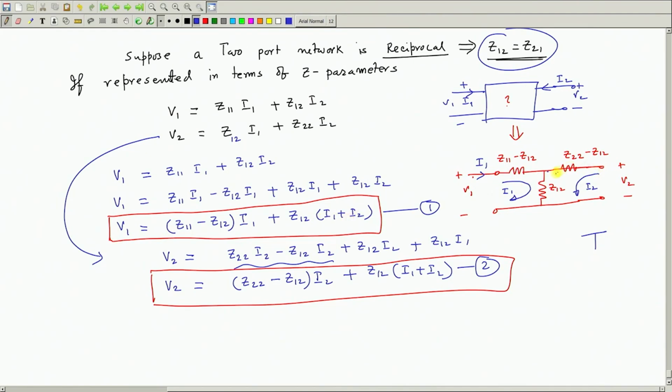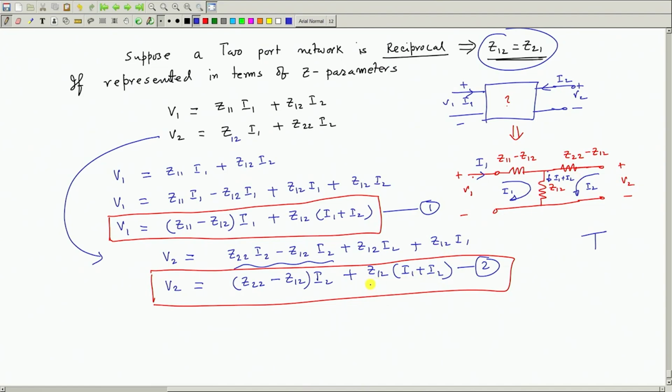Similarly, in the second loop, the applied voltage is V2, and it will be equal to (Z22 minus Z12) into I2. But what is the current flowing through this Z12? It is I1 plus I2, so it is (I1 plus I2) into Z12.